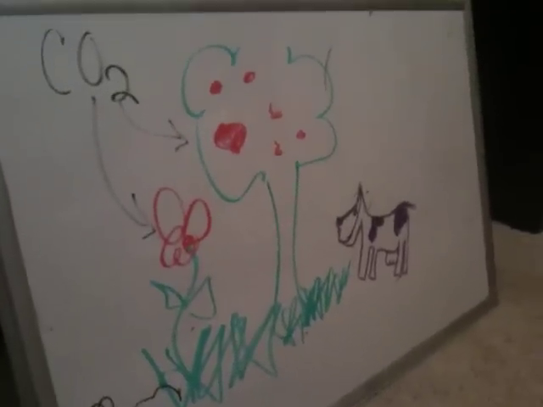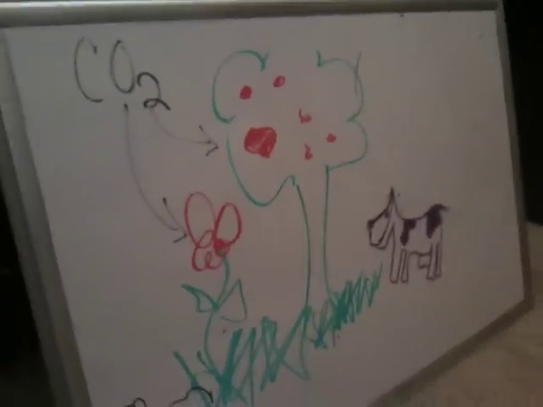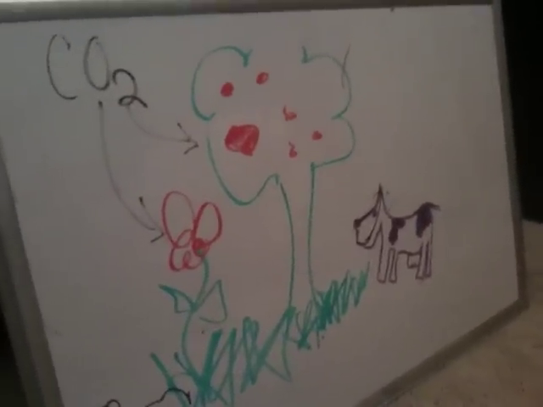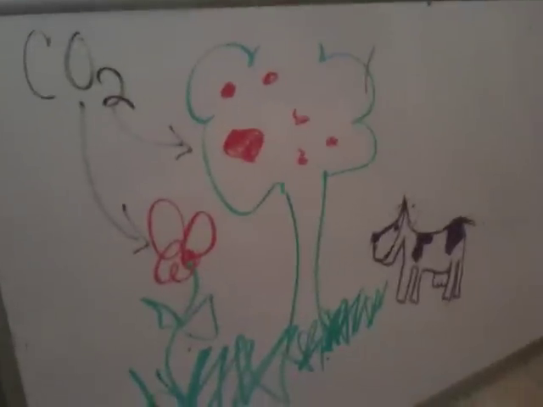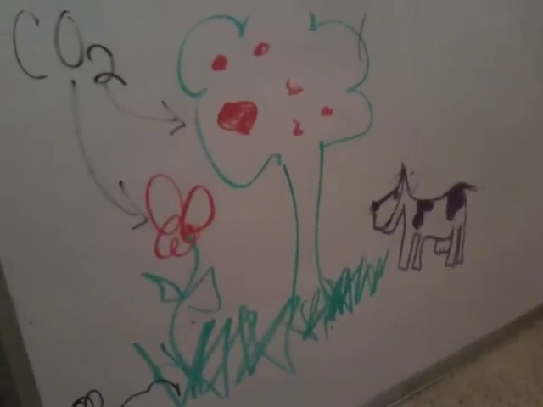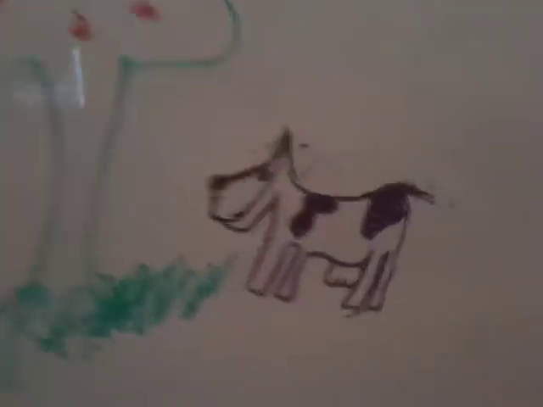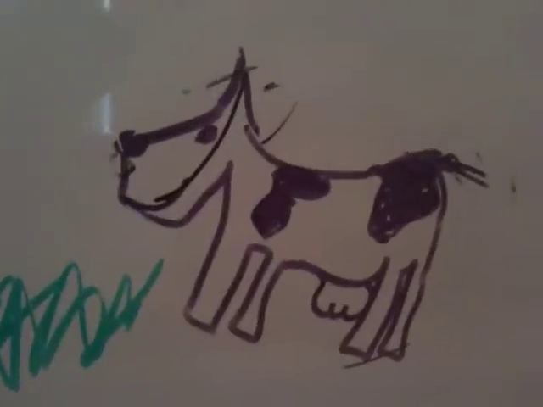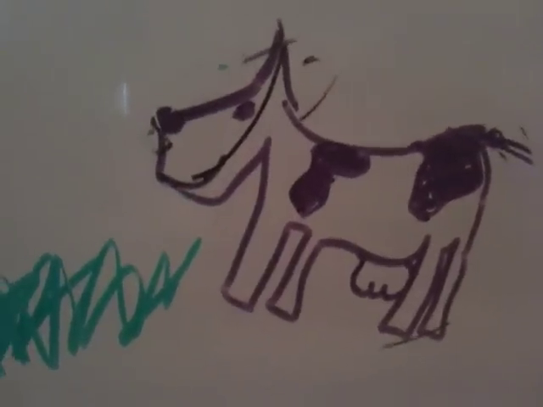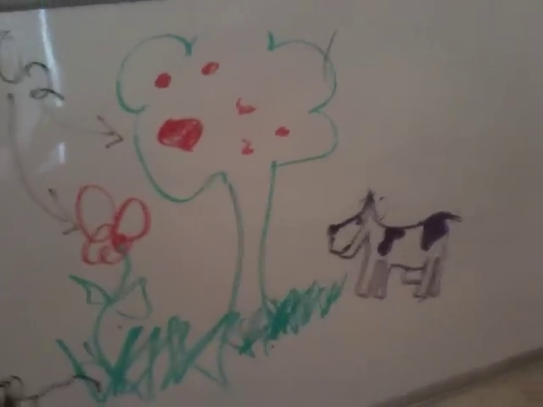Hey guys, we're going to talk about the carbon cycle real quick so you have a good understanding of it. And this is kind of the start of it. We've got a tree and a flower and some grass, and that's actually a purple cow, which looks like a dog, but it's a cow. So we're going to get started. Hopefully this will give you a better understanding of how the carbon cycle works.